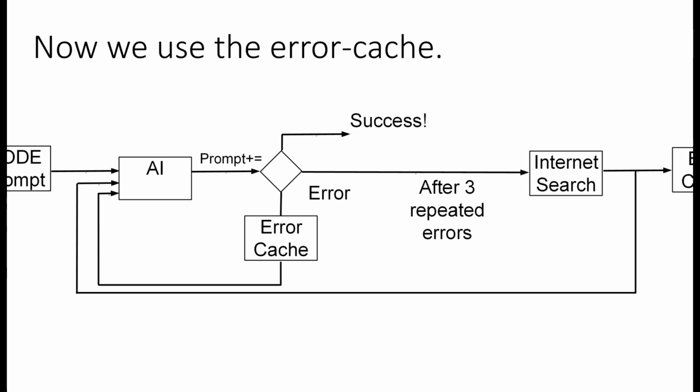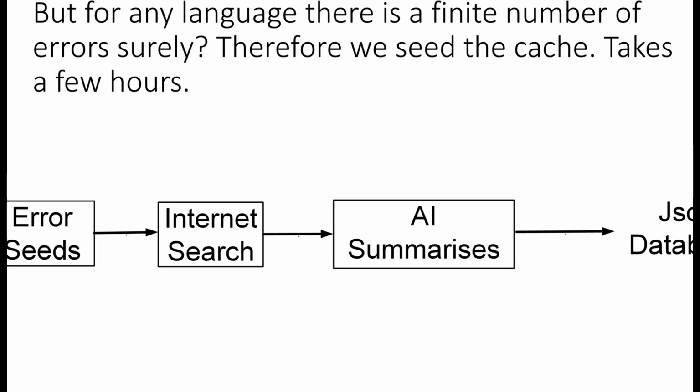And I call this seeding. I think it was my idea to do this, and I think the AI that was programming it called it seeding. Maybe it's an idea that's used a lot, I don't know. Maybe not. So you put in the error seeds, and then you do an internet search. The AI itself is usually the same AI, but it doesn't have to be. It can be a different AI. And then the AI summarizes the result you get from the internet and sticks it in a database, a JSON database, and that gives you your cache.